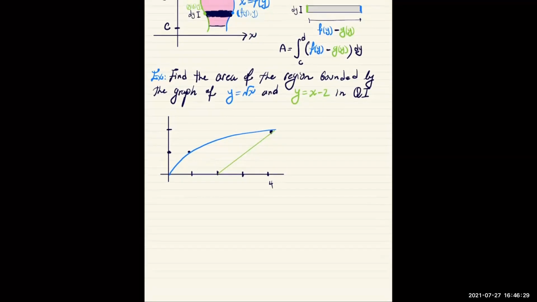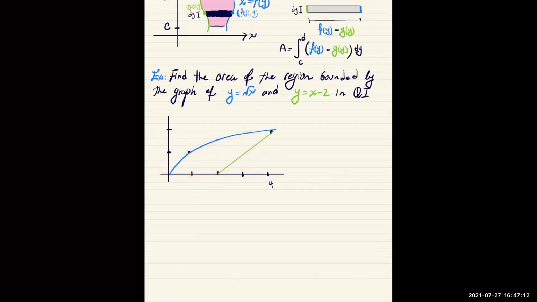So one more time. If I were to take my rectangular strips vertically, the length of the rectangle wouldn't be consistent. Sometimes the length of the rectangle is going to be the blue graph minus the x-axis. Other times, the length of the rectangle is going to be the blue graph minus the green graph. And that's why you had to do 2 integrals.